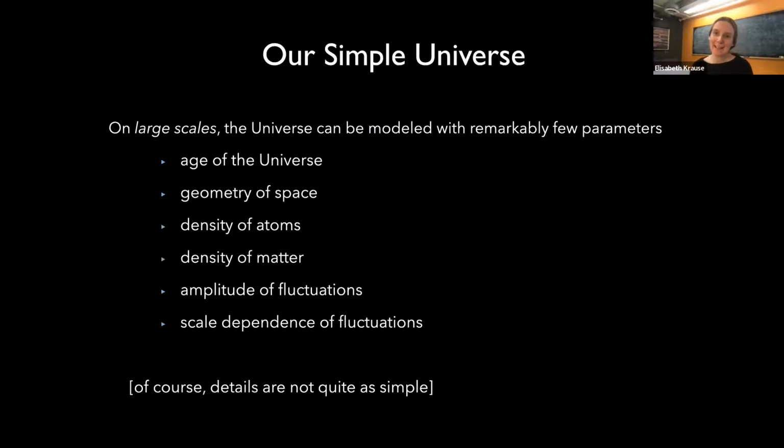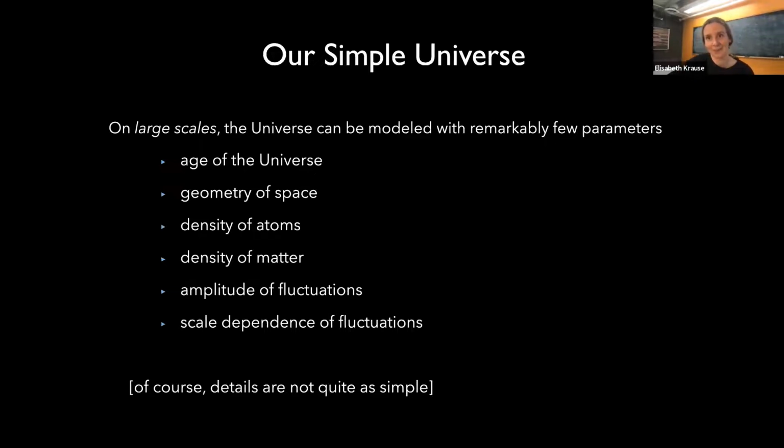So I speak here today as an observational cosmologist, which means that I want to talk about the process of determining mainly six parameters describing our universe. We want to measure the age of the universe, the geometry of space, the density of atoms, the density of matter, the amplitude of fluctuations in the universe, and the scale dependence of these fluctuations. Of course, the details are not quite as simple, or we wouldn't exist, we wouldn't discuss this. But this basically is our vanilla lambda CDM model.